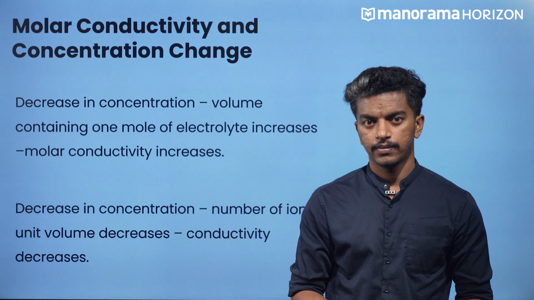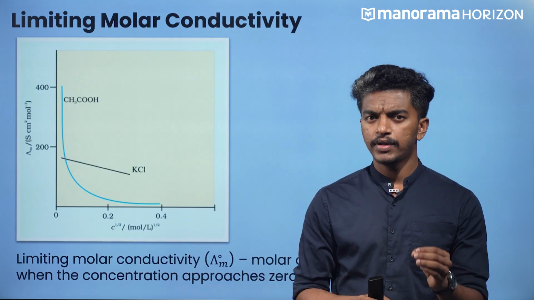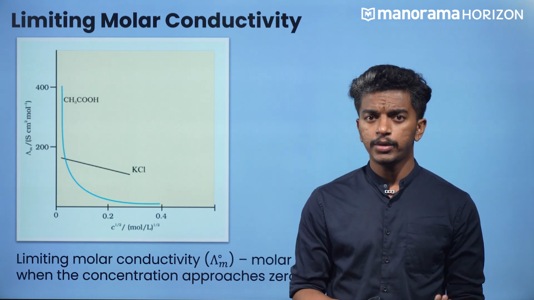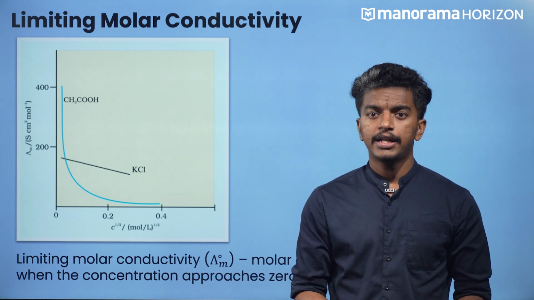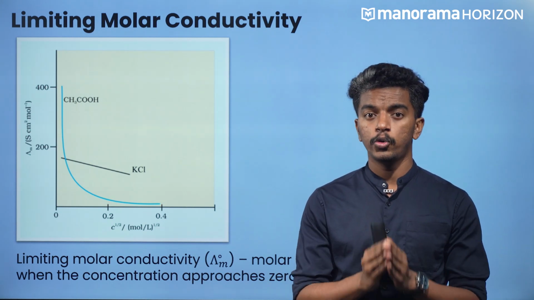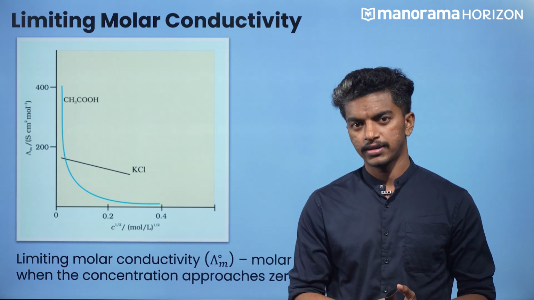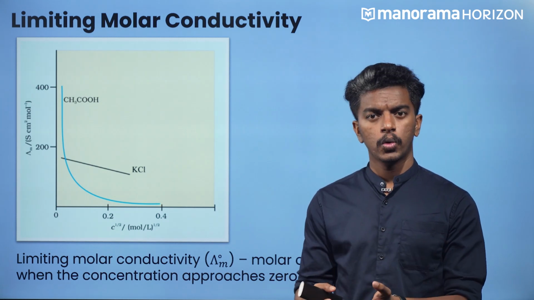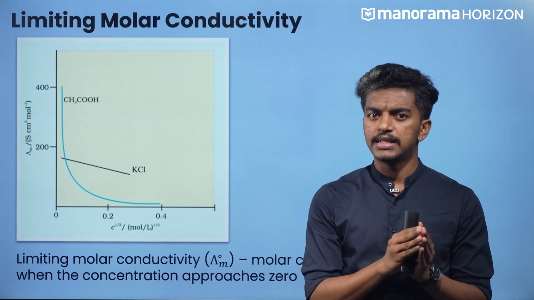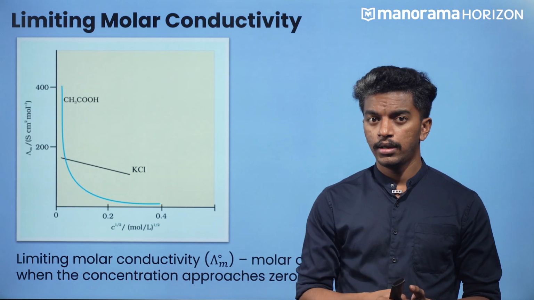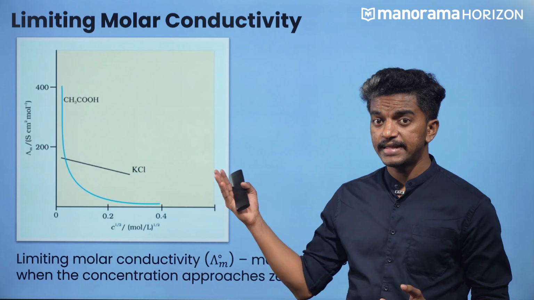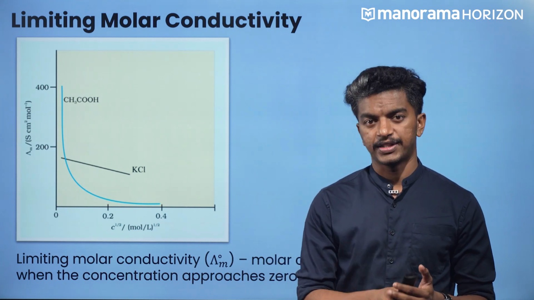decreases upon dilution. Physically, it means that at a given concentration, lambda m can be defined as the conductance of the electrolytic solution kept between the electrodes of a conductivity cell at unit distance but having area of cross section large enough to accommodate sufficient volume of solution that contains 1 mole of the electrolyte. When concentration approaches 0, the molar conductivity is known as limiting molar conductivity and is represented by the symbol lambda 0m. This plot shows the change in molar conductivity with concentration for a strong electrolyte KCl and a weak electrolyte CH3COOH.